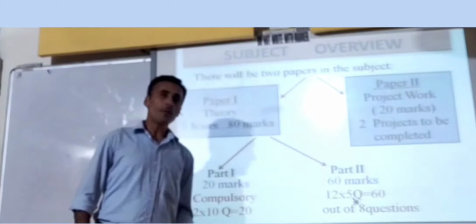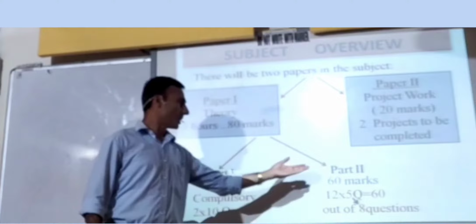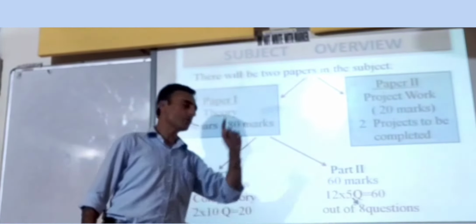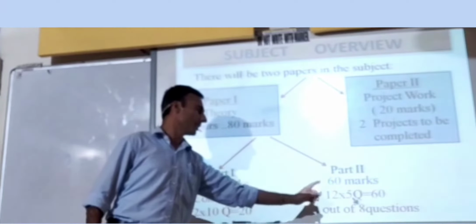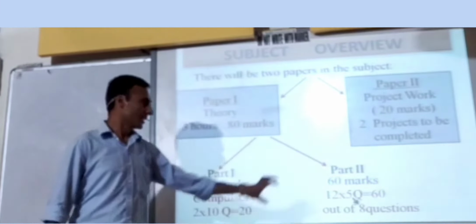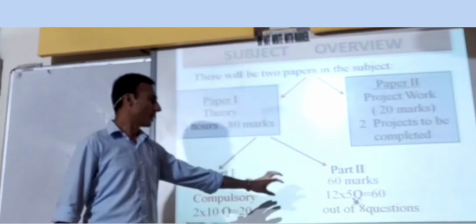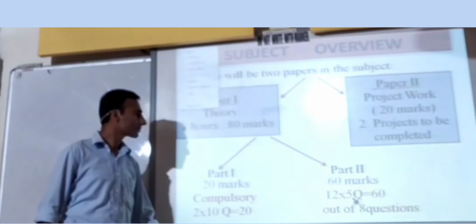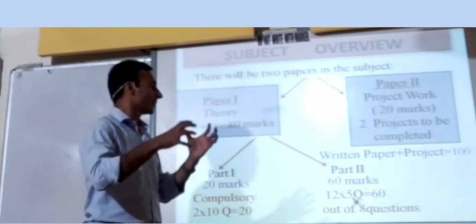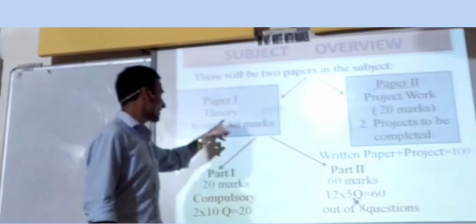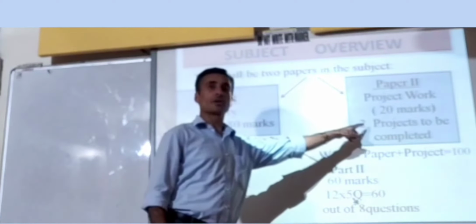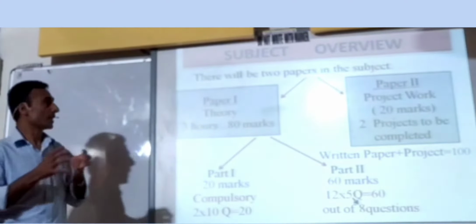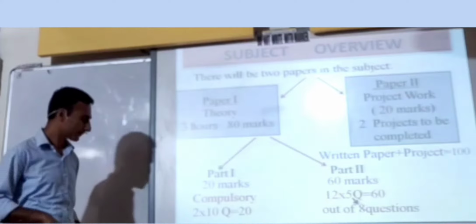Then you have part 2. Part 2, the total marks allotted is 60 marks. Here you have to answer 5 questions and 1 question will carry 12 marks. So 12 into 5 questions will give you 60. This is a choosing part. Here you have to attempt any 5 questions out of the 8 questions given to you. The written paper, that is 80 marks, plus the project 20 marks will make up 100. That is the total marks of the subject accounts.